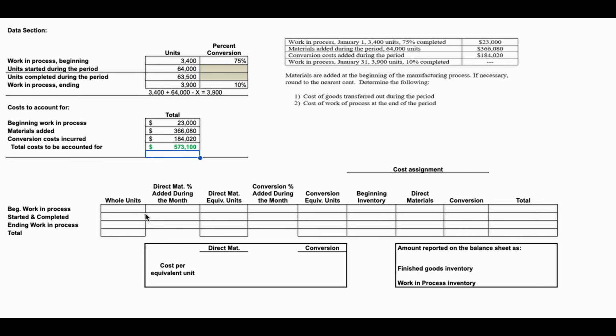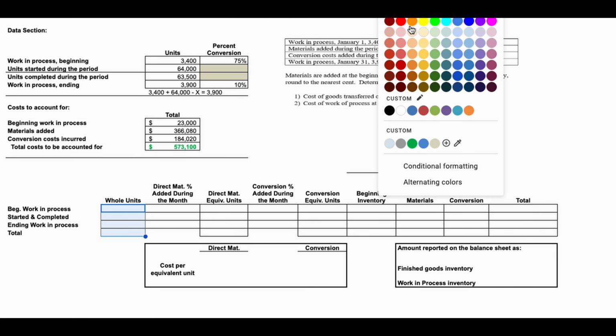And finally, we are going to add our conversion, which is $184,020. I'm going to use the power of Excel to go ahead and find that number, and we come up with total costs added for the period of $573,100. This chart looks pretty plain right now, but I'm going to start adding some colors to it, mostly for myself. So whole units. I'm going to highlight this and I'm going to make it yellow.